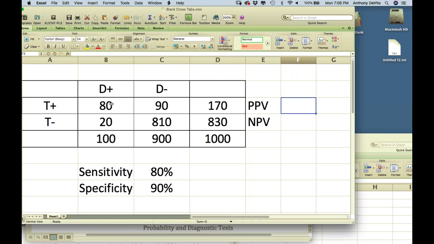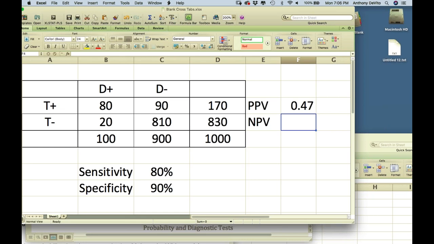80, out of the 170 people, because 80 of them tested positive because they had the disease, which was correct. And 90 of them tested positive because it incorrectly identified people that don't have the disease as having the disease. So the positive predictive value is equal to 80 out of 170. 80 divided by 170 is 47%. In other words, in this population, if you apply this test and a person gets a positive test, there's only about a 47% likelihood that he actually has the disease. That's what positive predictive value is.